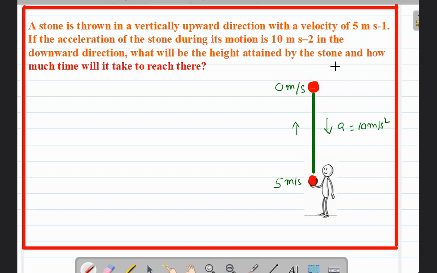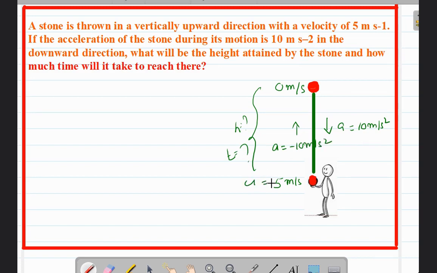What will be the height attained by the stone and how much time will it take to reach there? So here we have to calculate two pieces of information. First, we don't know the height, so we have to find h. And second, we also need to find how much time it is going to take to reach the top. If the downward acceleration is 10 meters per second square, then on the upward side it will be negative, that is minus 10 meter per second square.